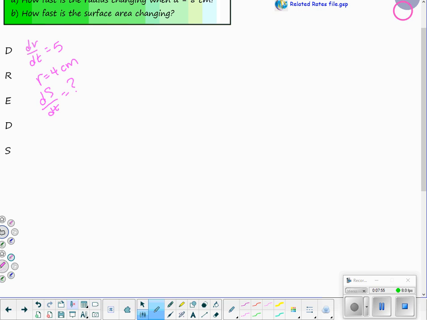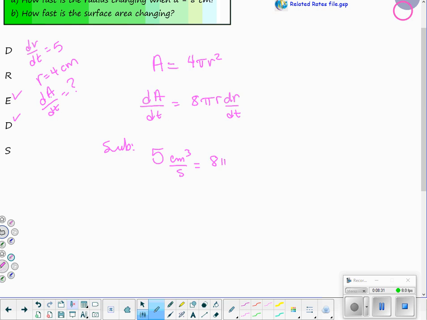So, surface area, you know what, maybe I'll use A. Surface area of a sphere is 4 pi r squared. Let's take the derivative, dA/dt. I'm on this step because I got my equation written. The derivative would be 8 pi r dr/dt. 2 times the 4 gave me the 8. I can substitute my values, so I have 5 centimeters cubed per second equals 8 pi. The when spot was when it was 4 centimeters long for a radius, and dr/dt.